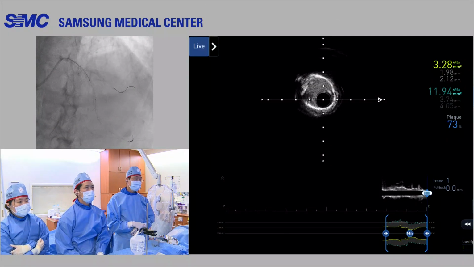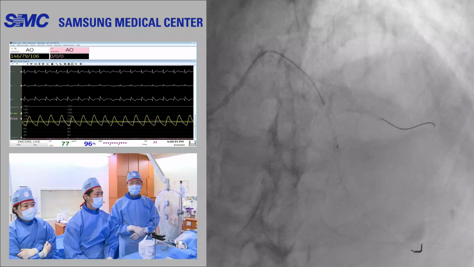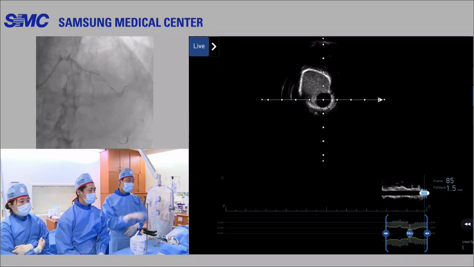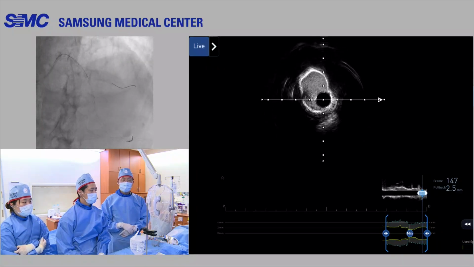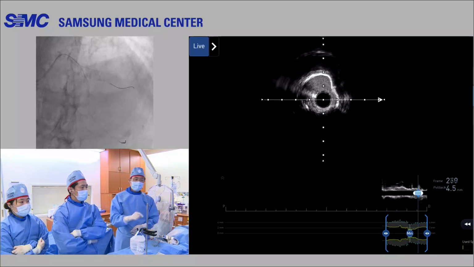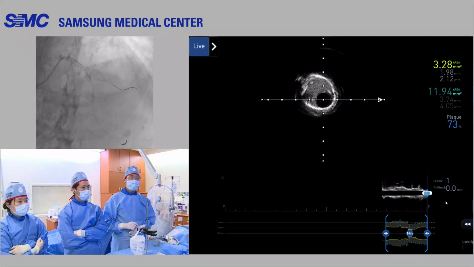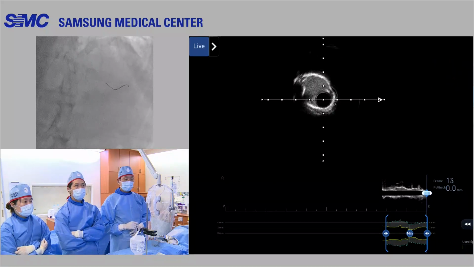Yeah, you're right. But I like to have a controlled dissection, so I like to treat this ostium with a cutting balloon. The previous report said that in bifurcation, the side branch ostium is better treated with the cutting balloon. Okay.